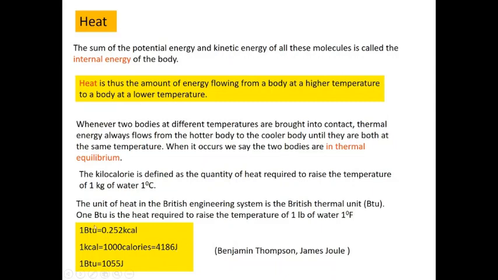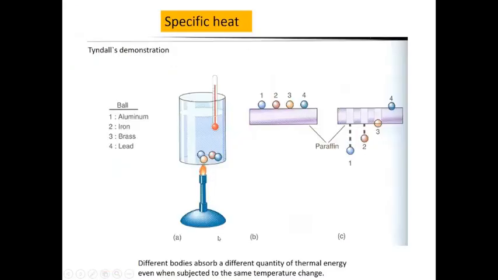In physics, we also have the British thermal unit of heat, BTU. 1 BTU is 1055 joules. Now let's talk about specific heat. What is specific heat? Different bodies absorb a different quantity of thermal energy, even when subjected to the same temperature.